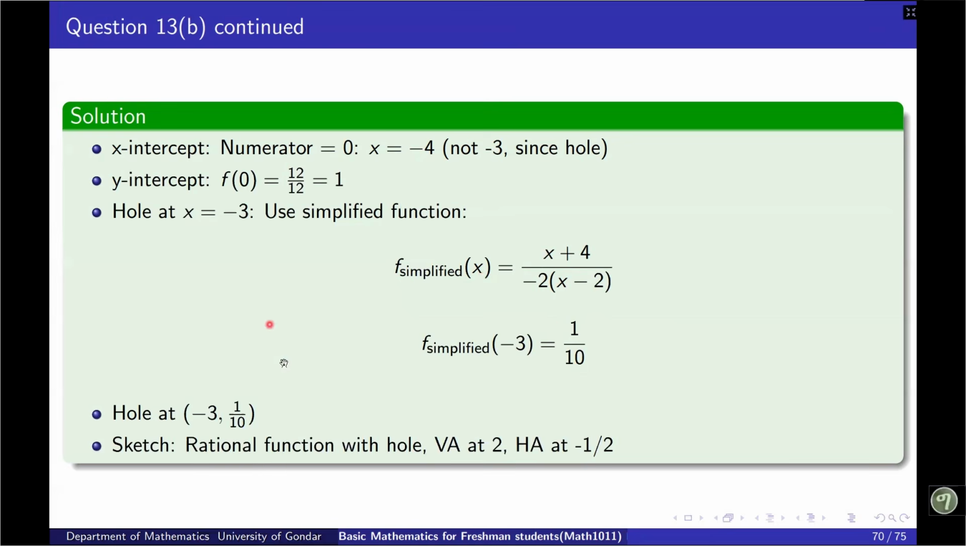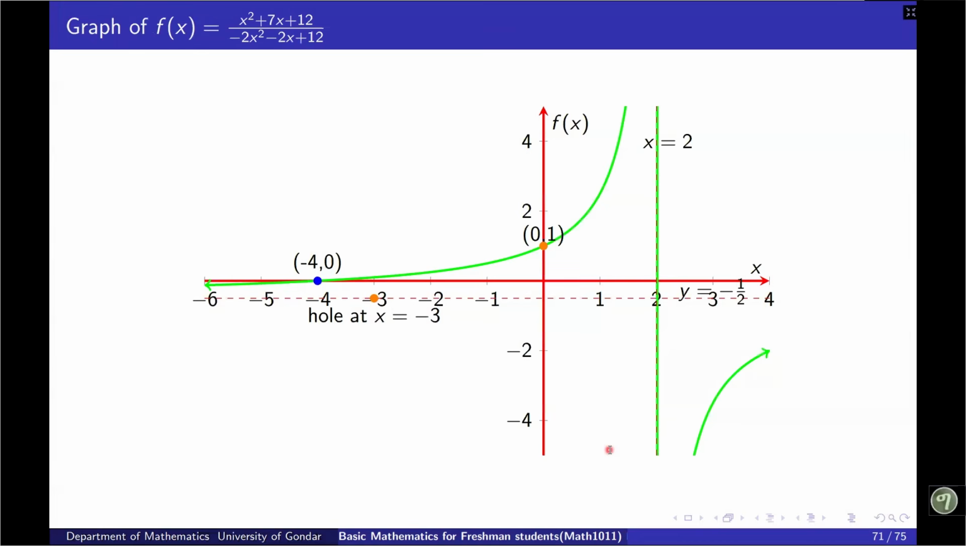Then sketching the rational function with a hole, vertical asymptote at 2, and horizontal asymptote, it could look like this. The graph hits the vertical asymptote. The horizontal asymptote is this one, the red dotted line, y equals negative 1 over 2. And it hits the x-intercept, which is (-4, 0). The y-intercept is (0, 1).